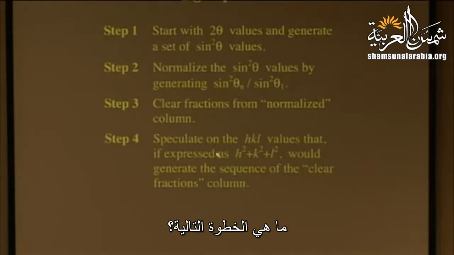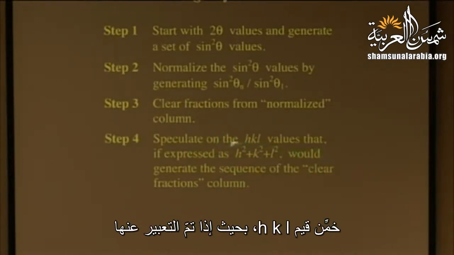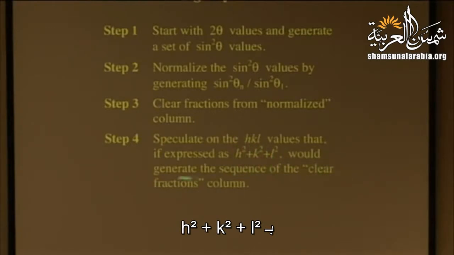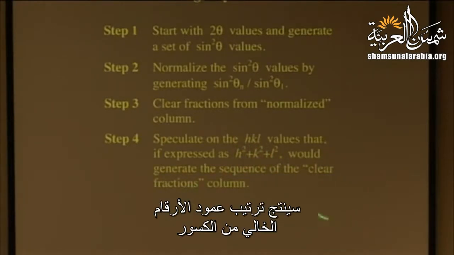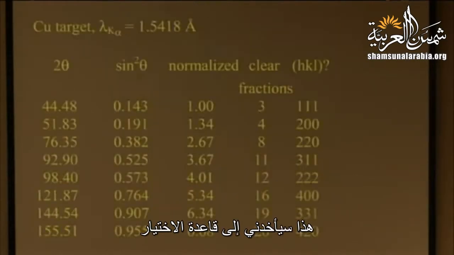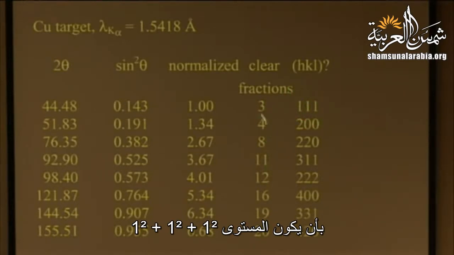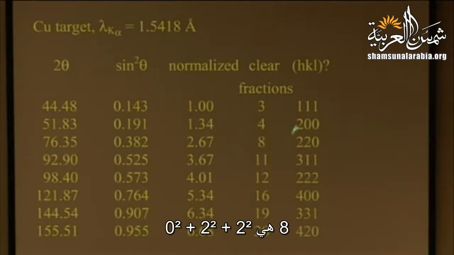What's it say next? Speculate on the HKL values that, if expressed as h squared plus k squared plus l squared, would generate the sequence of the clear fractions column. And then that's going to take me to the selection rules. So I say, well, how do I get 3? It's 1 plus 1 plus 1. 4 is 2 squared plus 0 squared plus 0 squared. 8 is 2 squared plus 2 squared plus 0 squared. So I'm generating this thing.